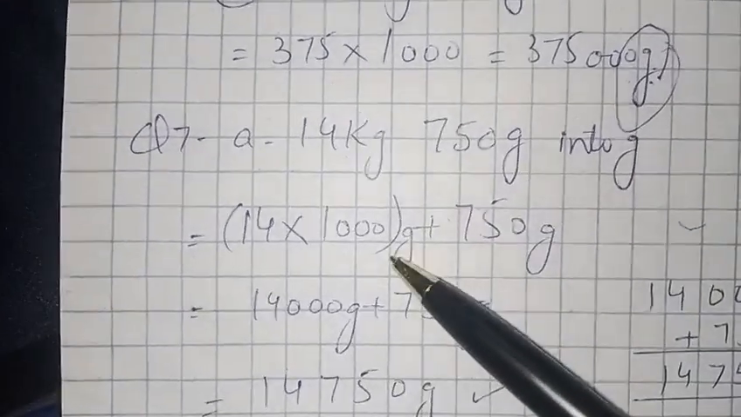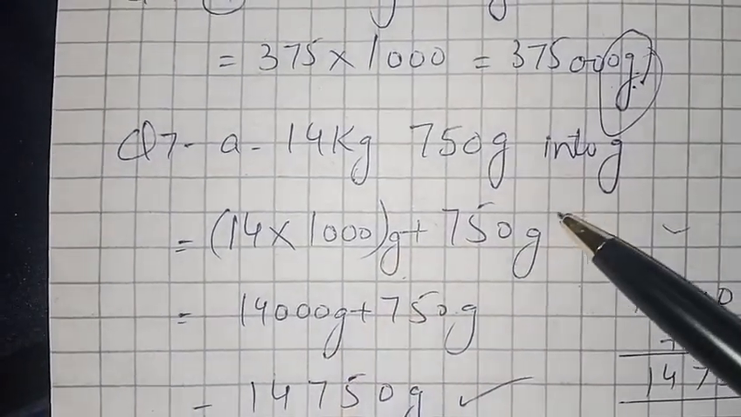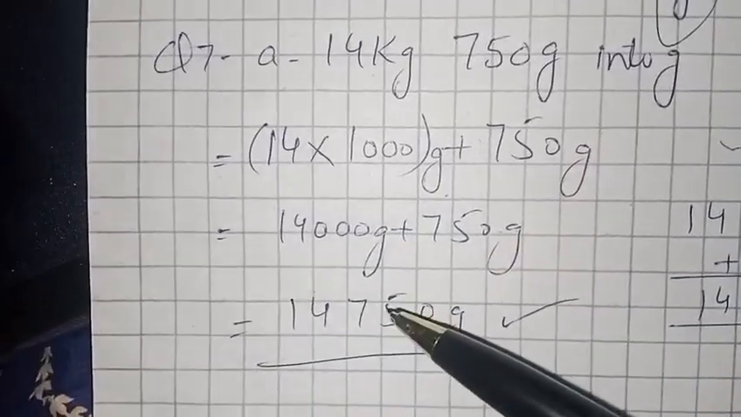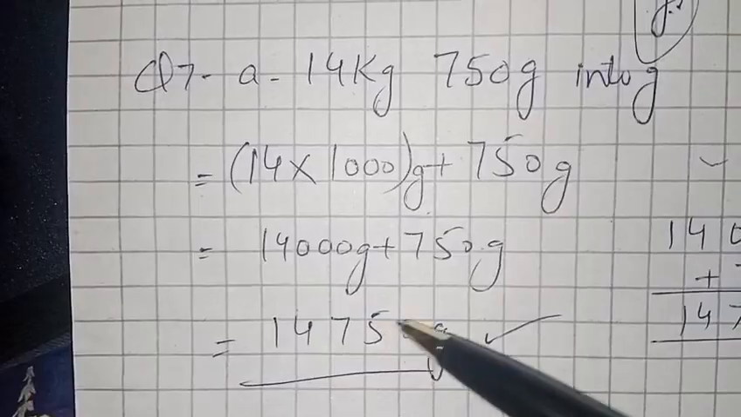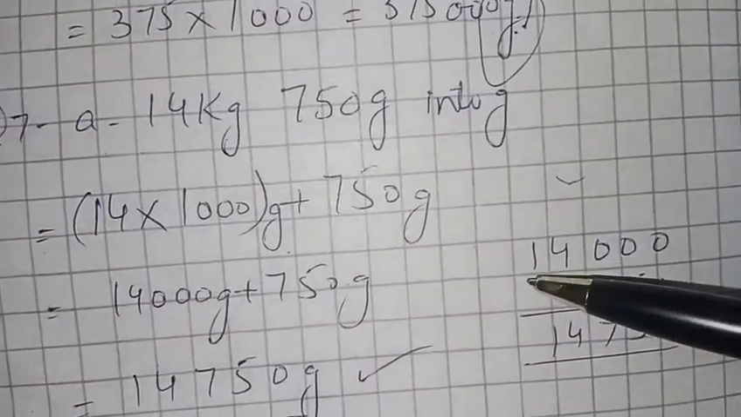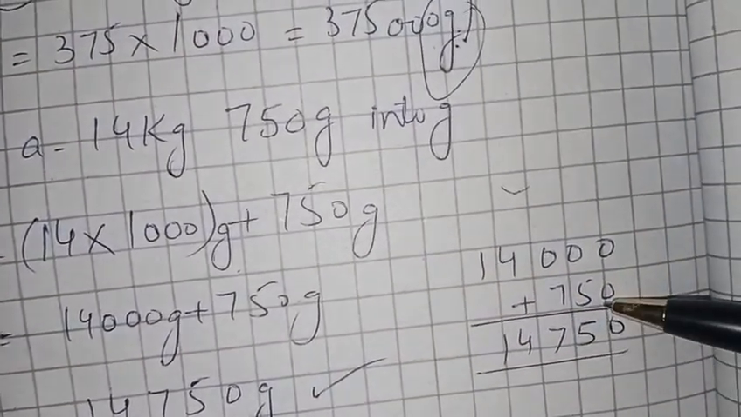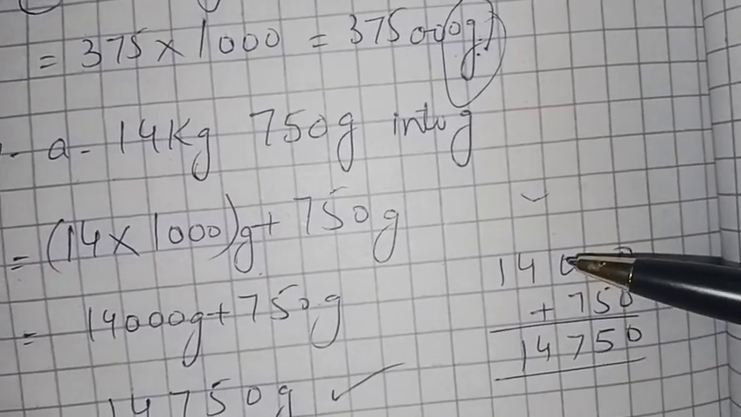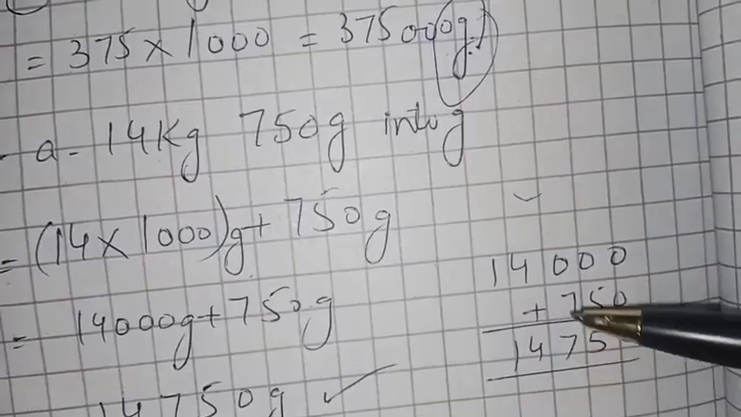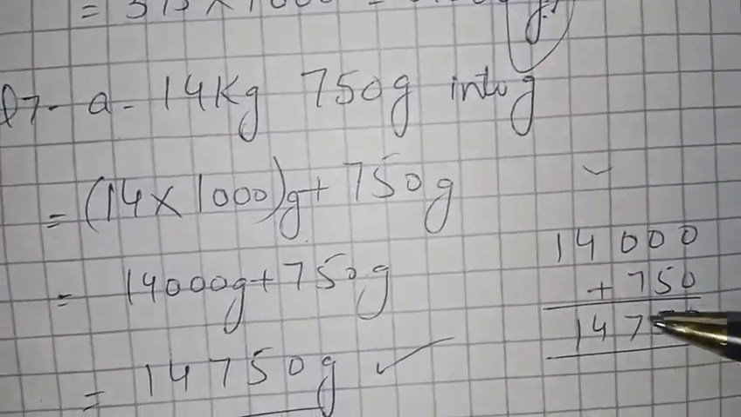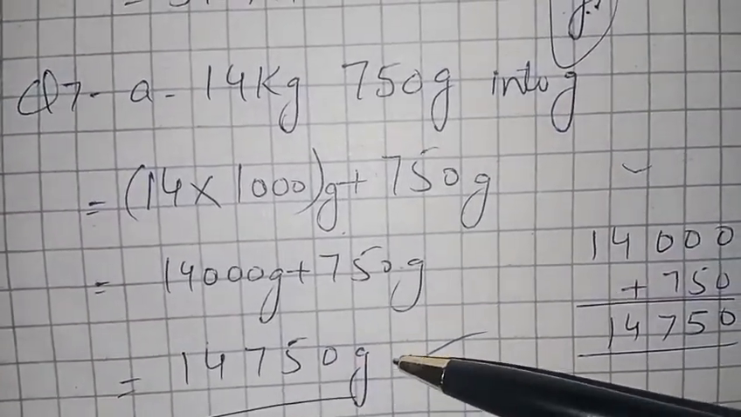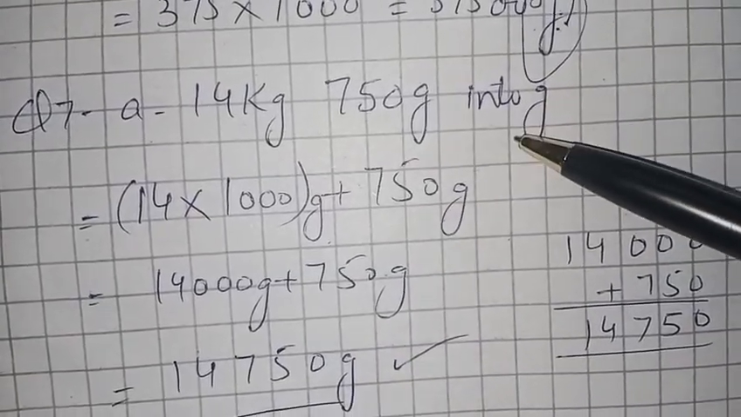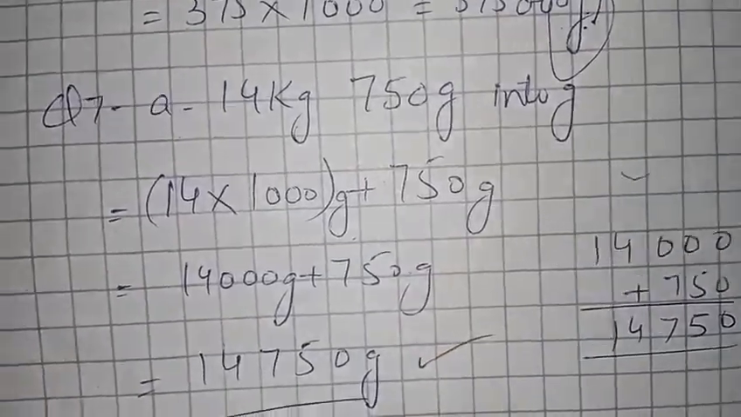Now I got the answer 14,000 gram, and the next value is 750. I'll write it over here again. Now look at this one, how we got the answer. I have done the addition for you: 14,750. When we are adding 0 plus 0, 0 plus 5, we got 5. 0 plus 7 we got 7. 4 over here, 1 over here, I got this answer, and I write down gram over here. Why? Because I have to convert into the gram. That is why the answer should be in gram.